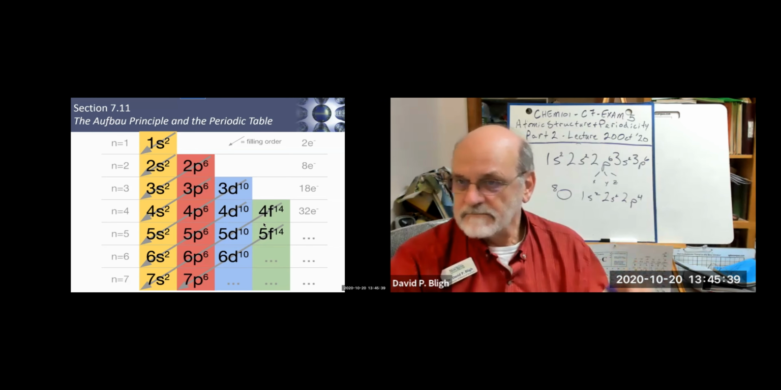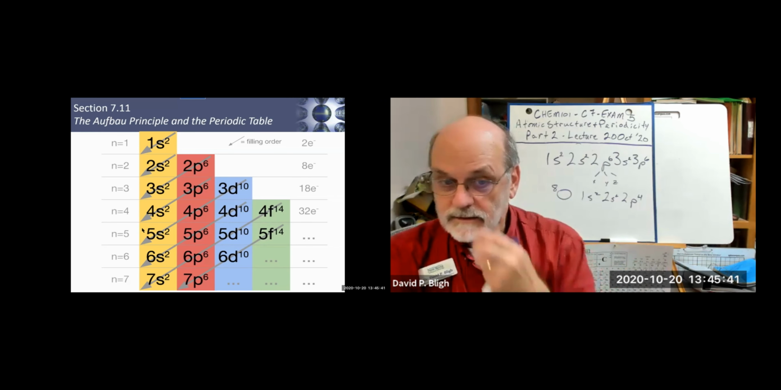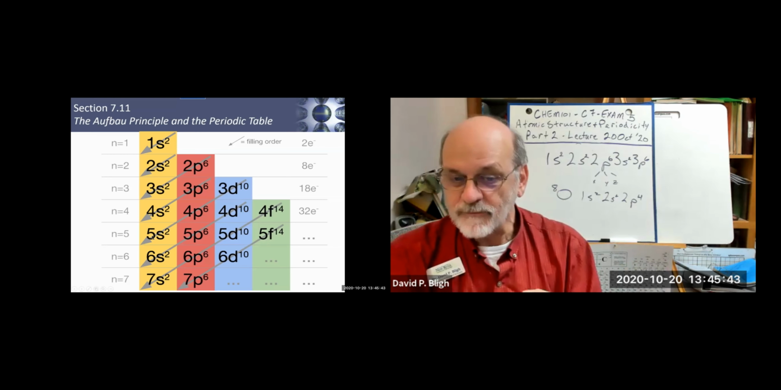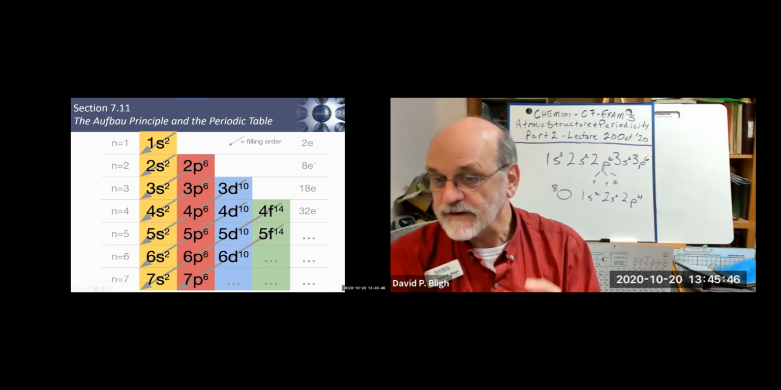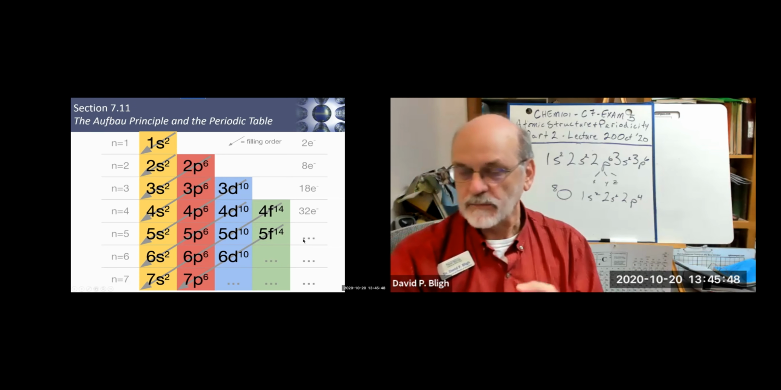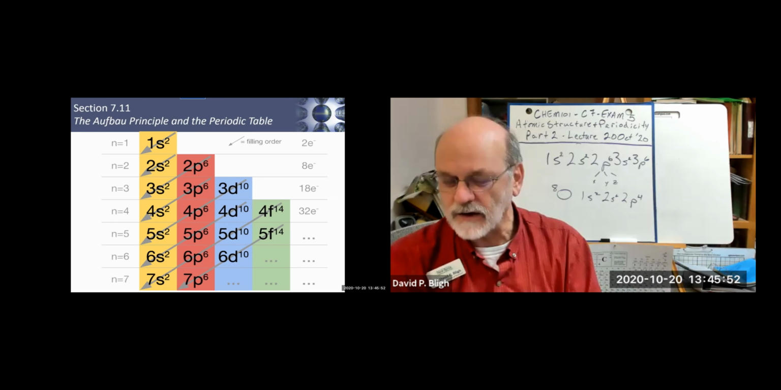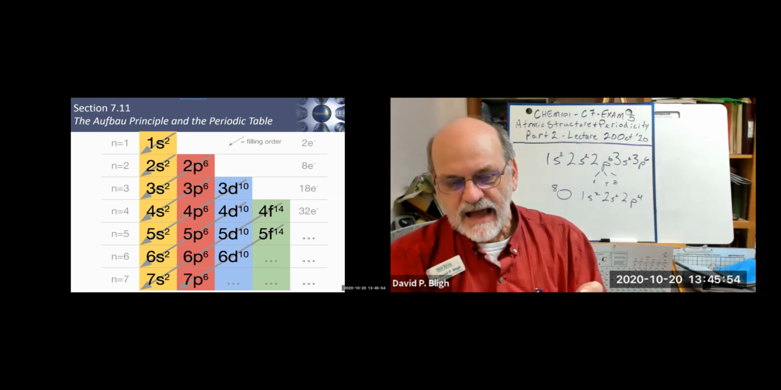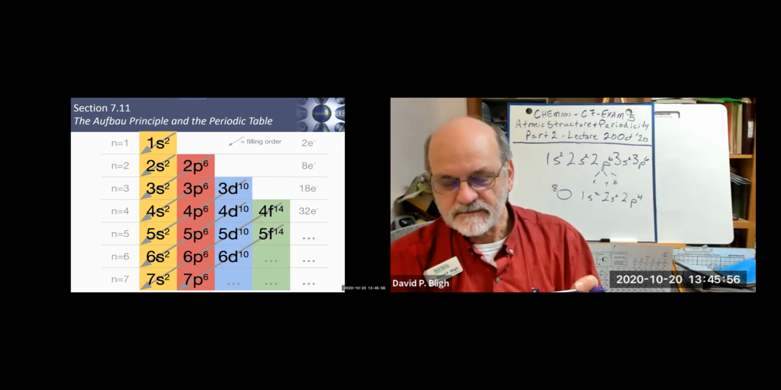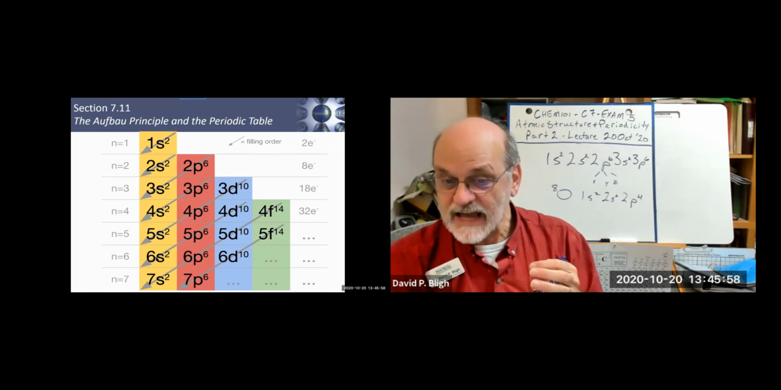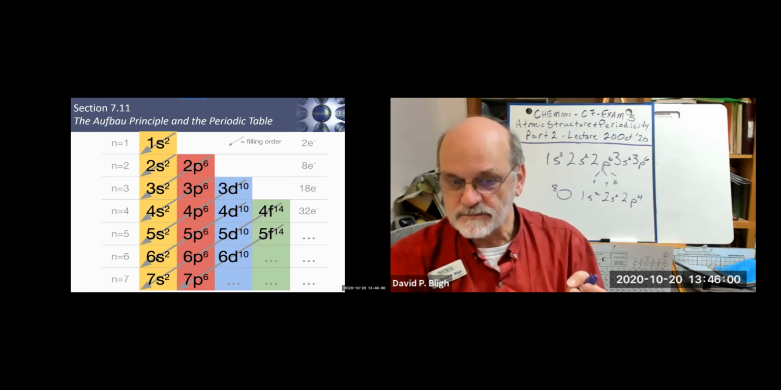For 5, theoretically, you would have 5 possibilities, S, P, D, F, and G. But as it turns out, we don't need G. So that's why G is left out. And for 6, you actually only need S, P, and D, and for 7, S and P.